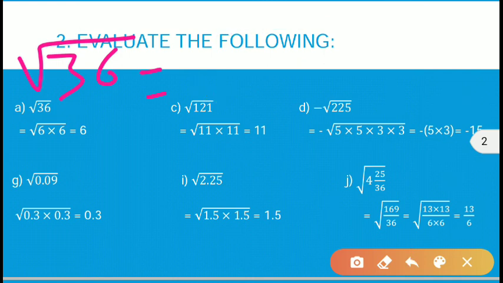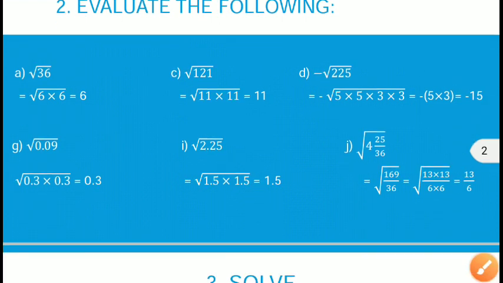Next is under root 121. This can be written as under root 11 into 11, and this is the one pair. From this one pair you write only 1 time 11. So this is your answer.